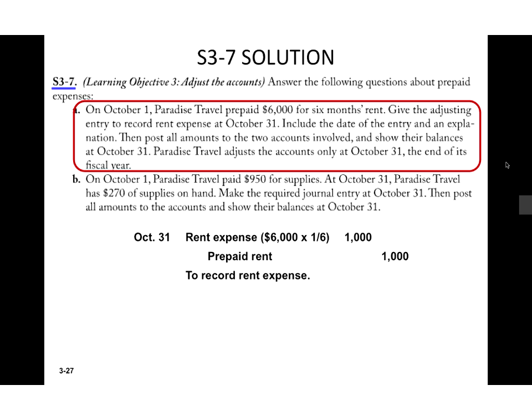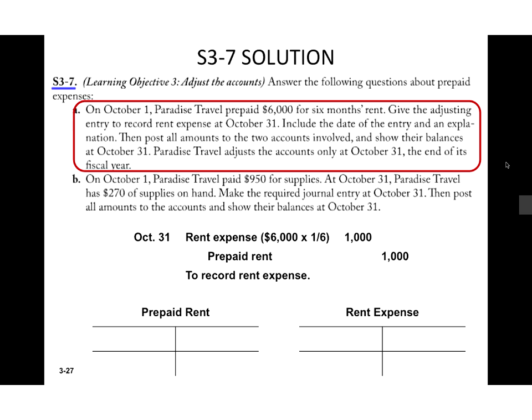Okay, next entry as we go then. So this is just simply saying we're going to recognize 1 month of rent every month that goes by. So that was October. We recognized 1 month. Now, it says that we need to show the account balances at the end of October. So at the end of October, prepaid rent, we would have our beginning balance, which is $6,000. That's when we originally paid for the rent.